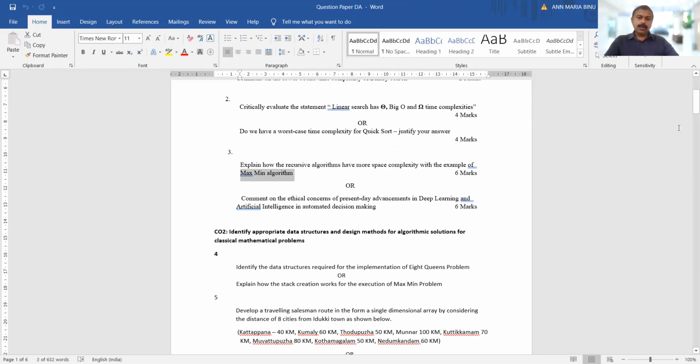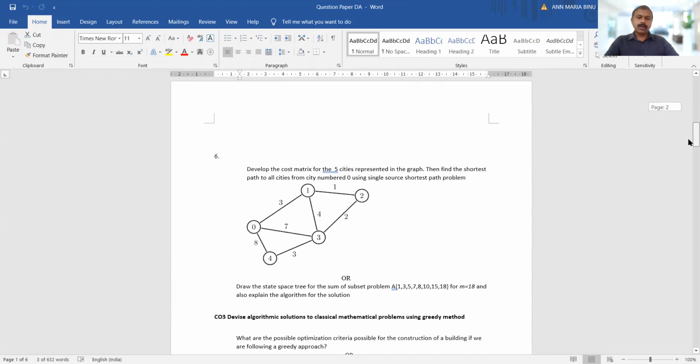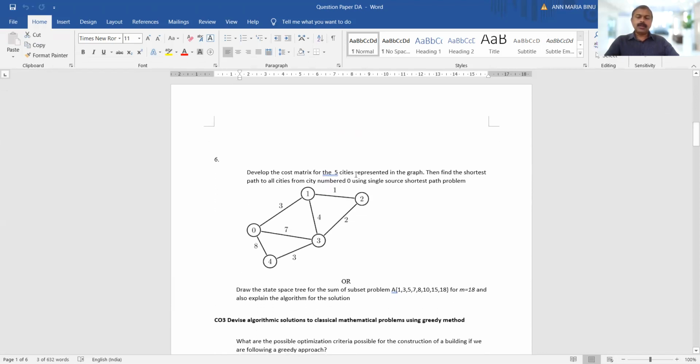And if you come down, I will show you how application level questions are drafted in this particular subject. So this is an application level question. Develop the cost matrix for 5 cities represented in the graph. Here he is applying his knowledge. A graph is given and he has to develop the cost matrix. If he is able to develop the cost matrix, all the theoretical aspects follow, because without knowing the theoretical aspects, he will not be able to develop the cost matrix for this particular graph.